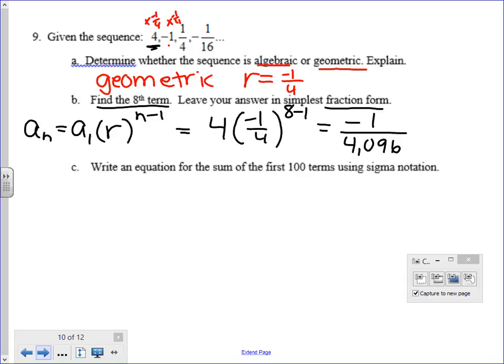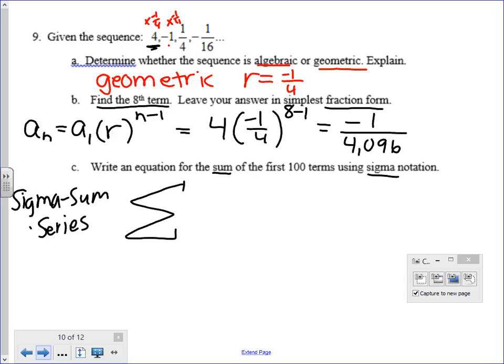Now it says, write an expression for the sum of the first 100 terms using sigma notation. Just as in number 5 and number 4, we are going to start by writing sigma. Sigma goes with sum. Remember our phrase that sigma, sum, and series go together. So I have sigma here. All I need to do next to the sigma is write the expression for the nth term.